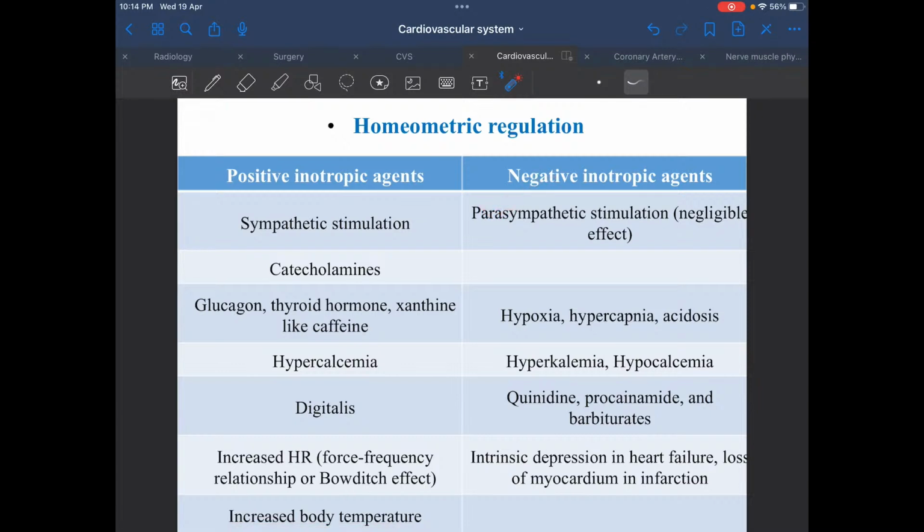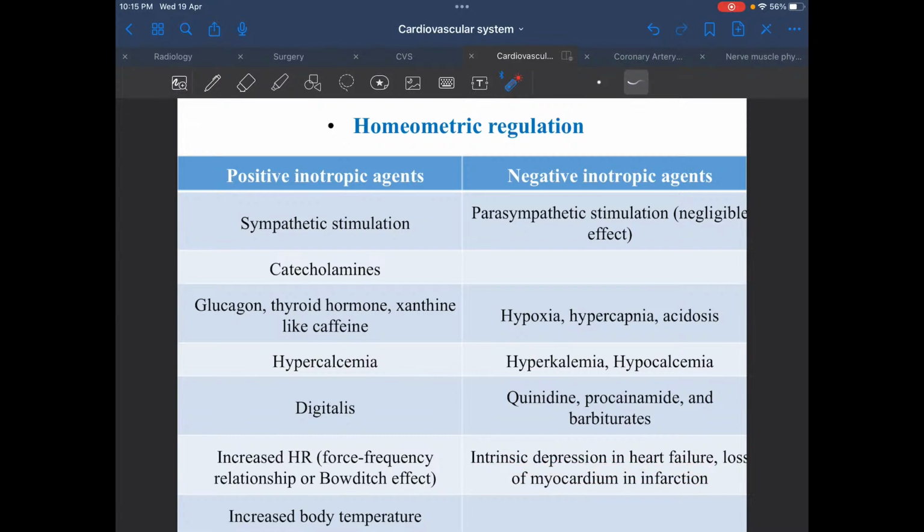Parasympathetic stimulation, obviously. Then we have hypoxia, hypercapnia, acidosis. These three have direct cardiac depressant actions. Hyperkalemia, hypercalcemia, okay. Quinidine, procainamide, barbiturates, okay. These are our sodium channel blockers. That is quinidine, procainamide. And then we can have intrinsic depression in your heart failure as well, right?